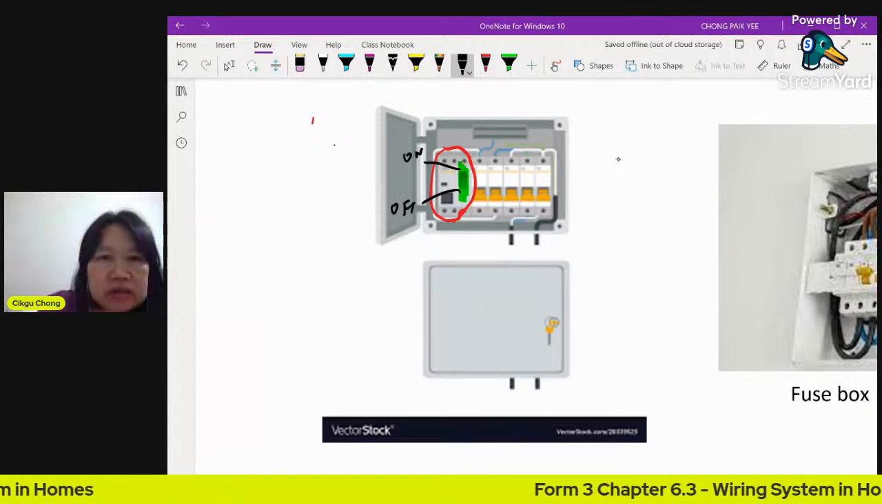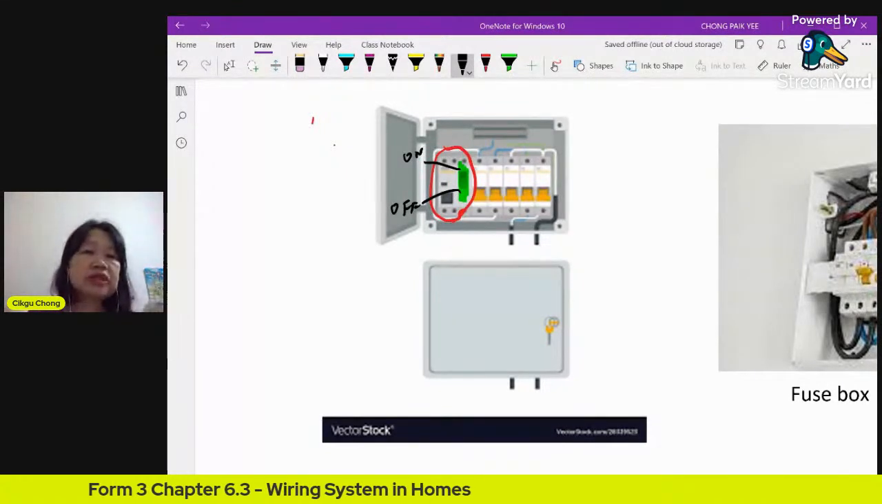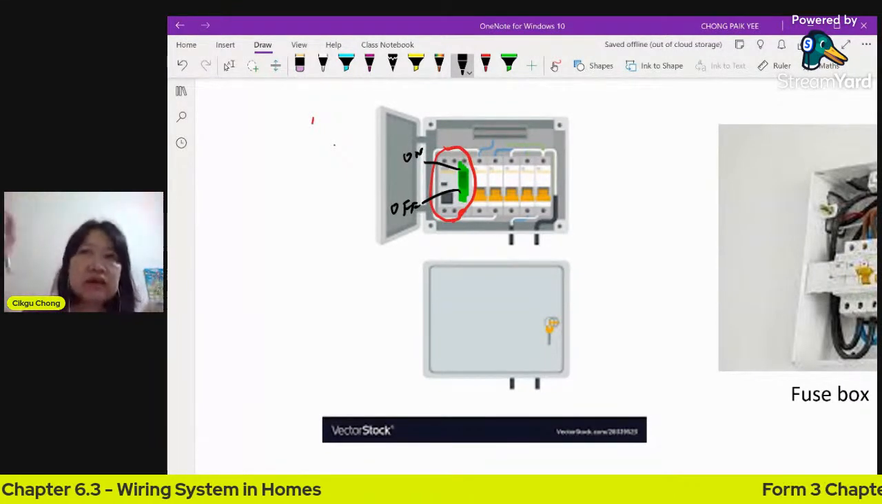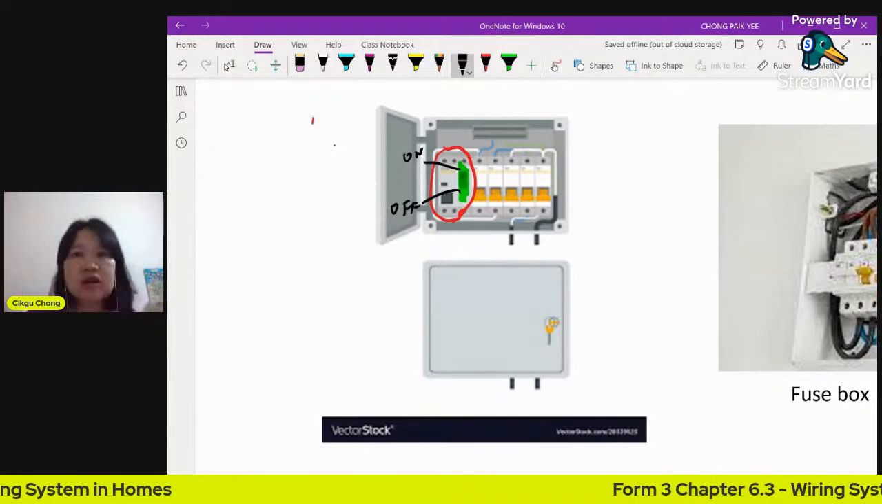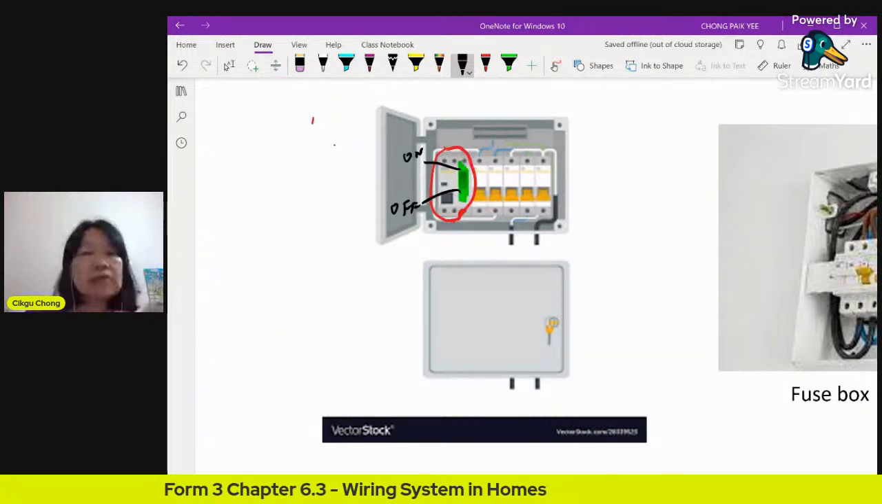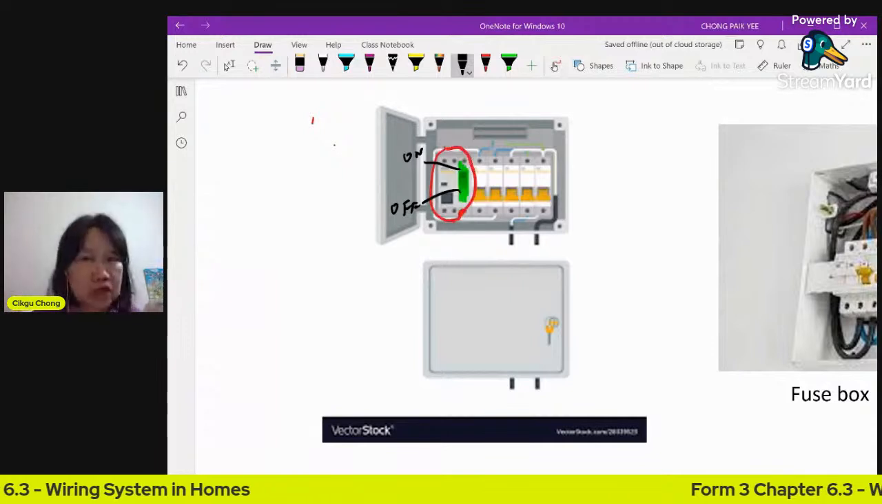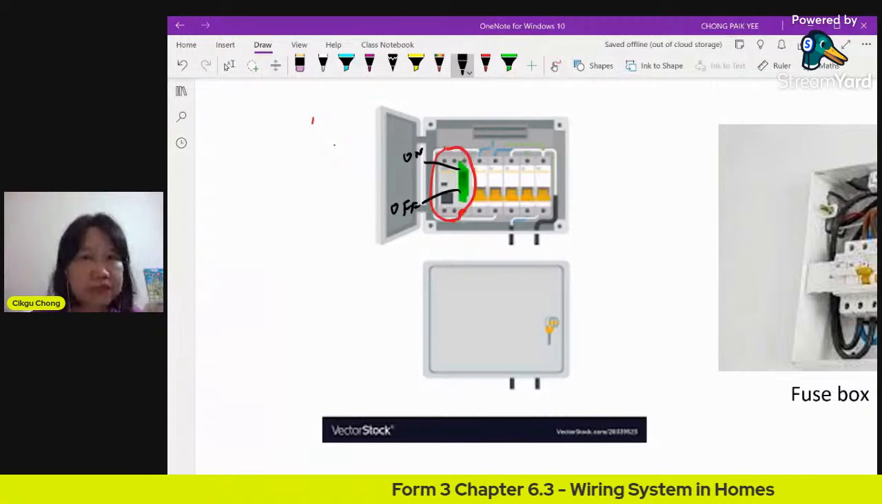So when the lightning strikes, the button will just go off. What you need to do is push it up and your house will be okay. Your lights will come on, your fan will come on, unless it's rosak lah, right? If it's already been damaged by the lightning, then of course that thing will not work. But the others will work. Okay, and that is the ELCB.